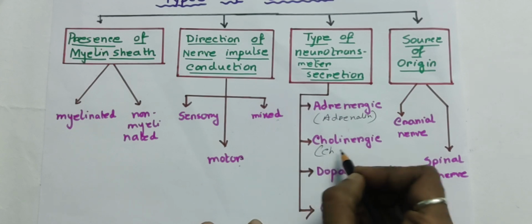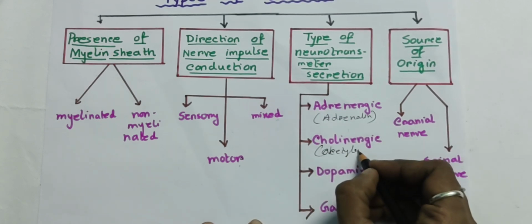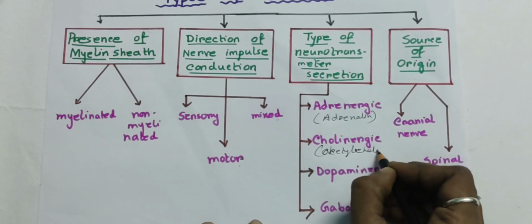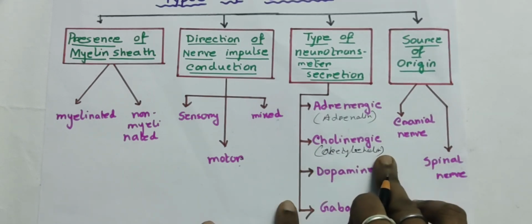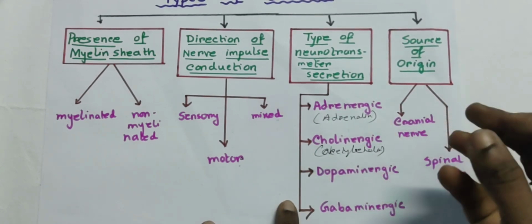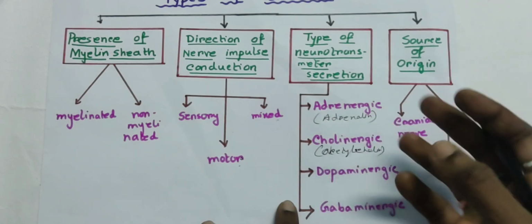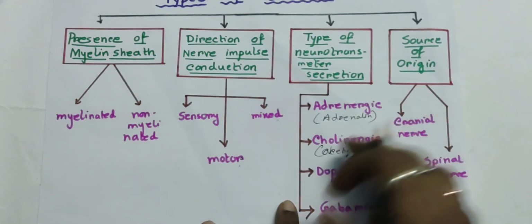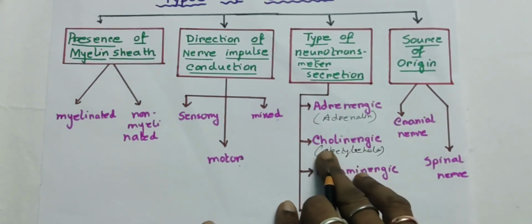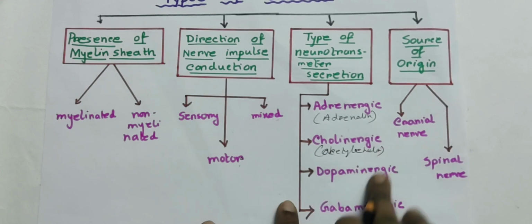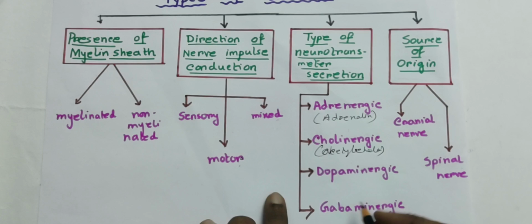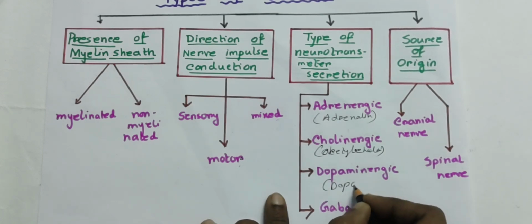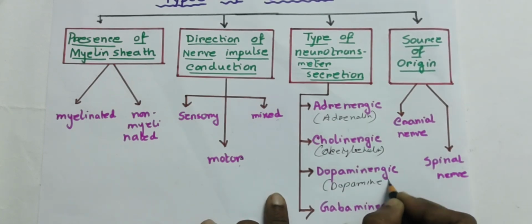Cholinergic means acetylcholine. Acetylcholine is the neurotransmitter. If a nerve secretes the neurotransmitter acetylcholine, that nerve is called cholinergic. Dopaminergic nerve secretes dopamine as a neurotransmitter. That nerve is called the dopaminergic.